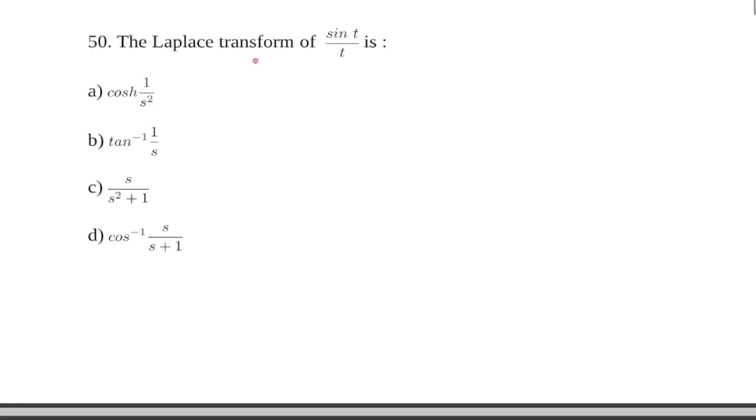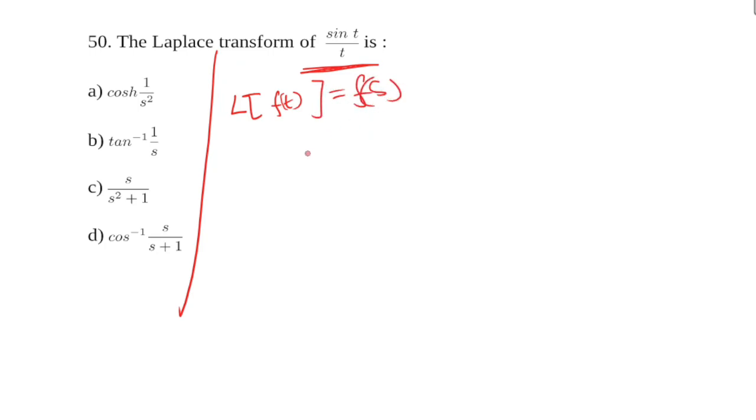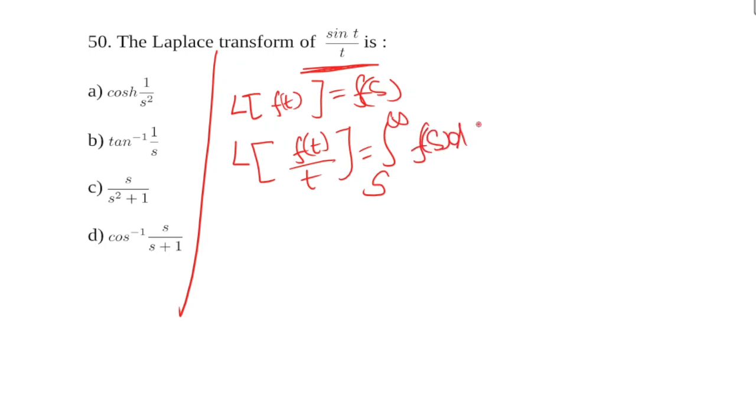Next, question number 50. The Laplace transform of sin t by t is? Here you have to use the property of Laplace transform to solve this. Remember, if the Laplace transform of f(t) is F(s), then the Laplace transform of f(t) by t will be the integral from s to infinity of F(s) ds.